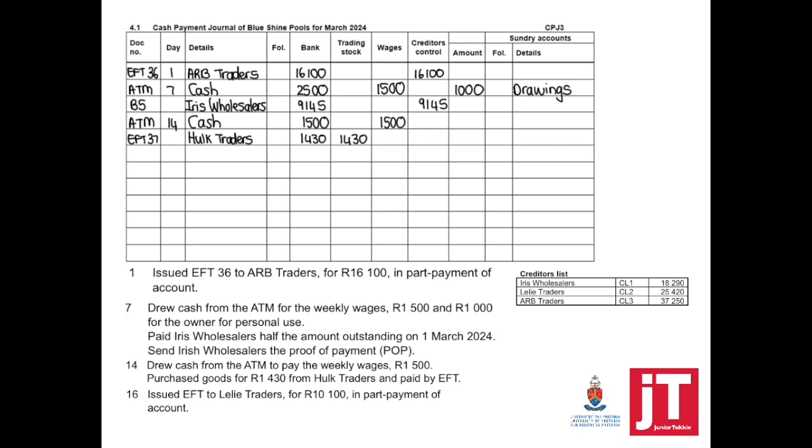On day 16, issued EFT to Lely Traders for 10,100 in part payment of account. So again, we haven't paid it in full, only some of it. We start with the source document EFT 38 on day 16. Who did we pay? Lely Traders. How much did we pay? 10,100. This is a creditor to us, and that's why it's shown under creditors control.